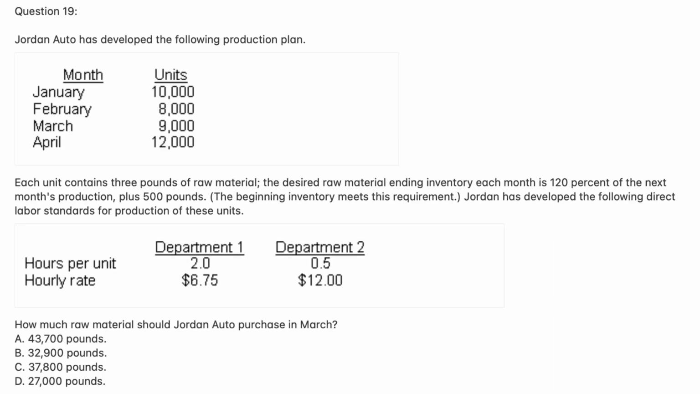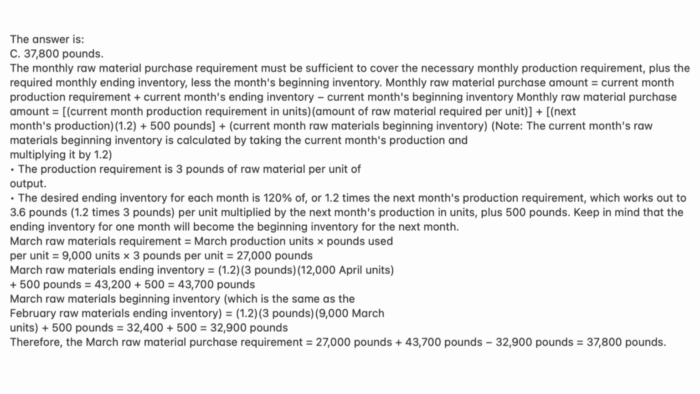Jordan Auto has developed the following production plan. Each unit contains 3 pounds of raw material. The desired raw material ending inventory each month is 120% of the next month's production, plus 500 pounds. The beginning inventory meets this requirement. Jordan has developed the following direct labor standards for production of these units. How much raw material should Jordan Auto purchase in March? A. 43,700 pounds. B. 32,900 pounds. C. 37,800 pounds. D. 27,000 pounds. The answer is C. 37,800 pounds.